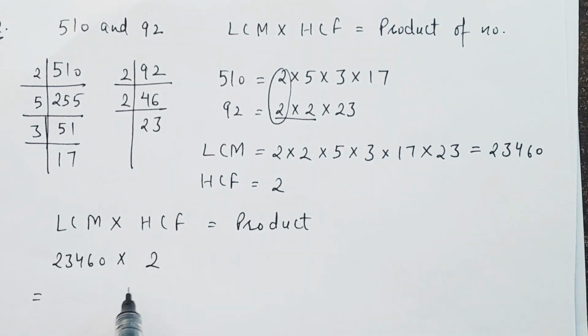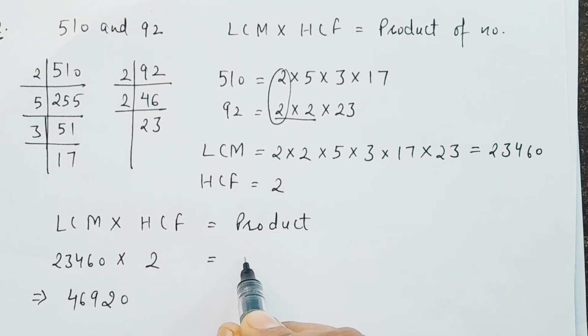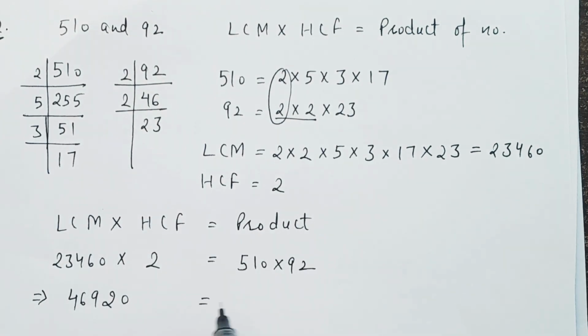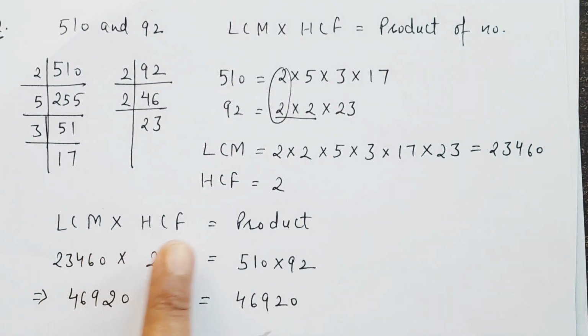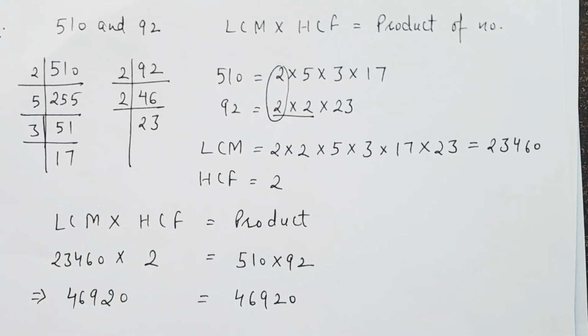So their multiplication will be 46920. And here, if we do the product of the numbers 510 and 92, if you multiply them, you will find that their multiplication is also 46920. That means LCM multiply HCF is equal to the product of the numbers, hence verified.